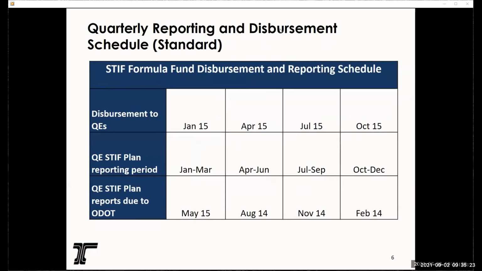What this looks like on a recurring basis is laid out in the chart here on the slide. Disbursements are made to QEs at the beginning of each given quarter. Then we can see the quarter there includes the next 3 months, and then the QE STIF plan report, or SPR, is due 45 days after the end of the quarter to ODOT.